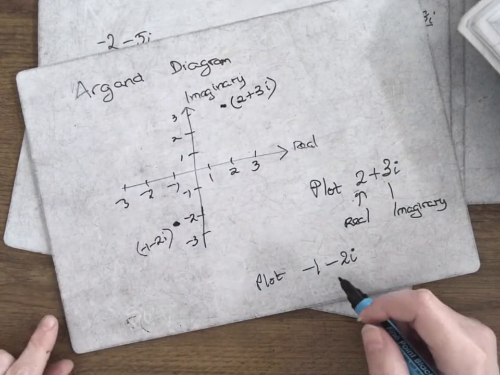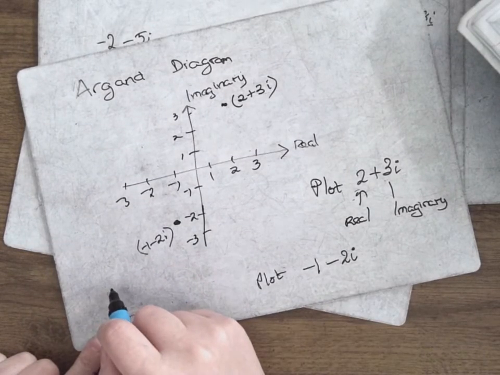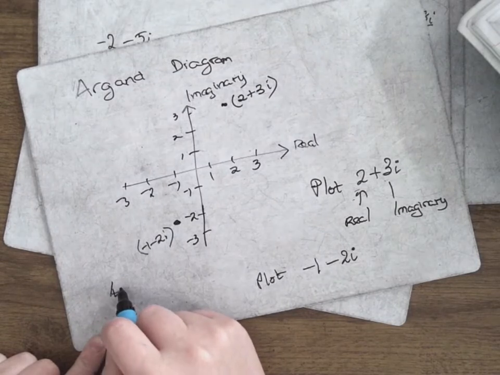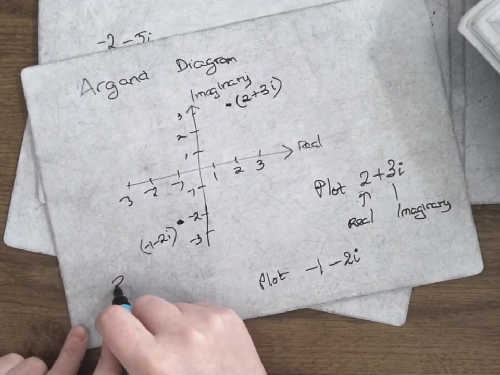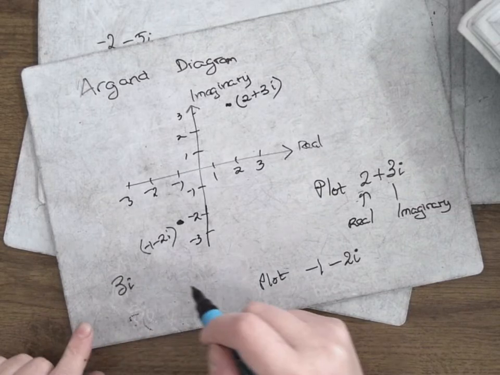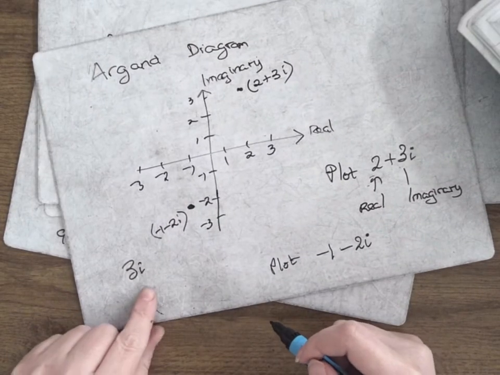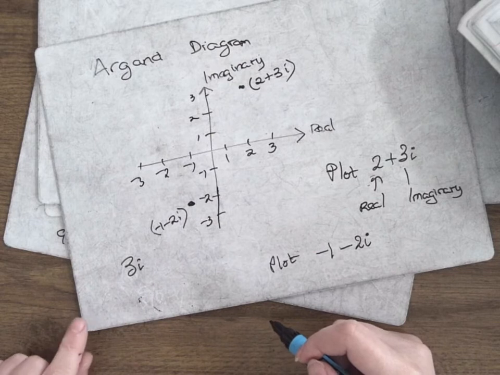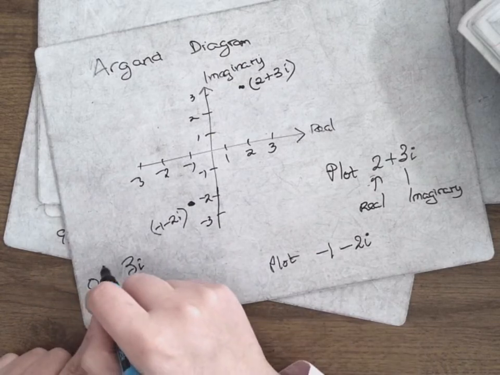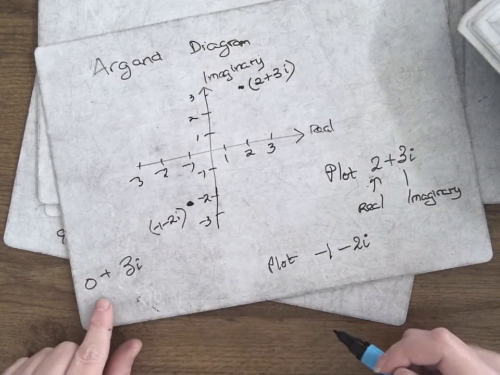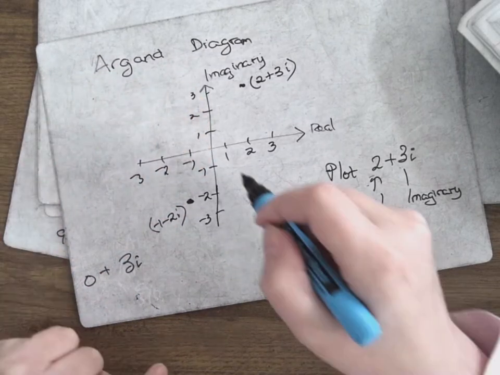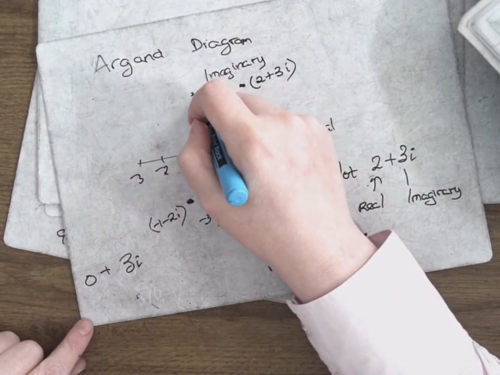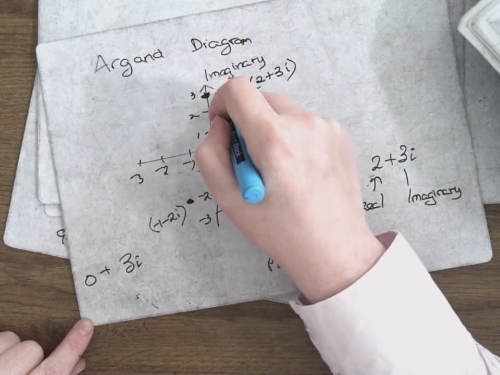Right, okay. So if I was to plot 4i, no, I won't plot 4i, I'll plot 3i. So what's the real bit? It's just 3i on its own. What's the real bit? 0. So it's 0 plus 3i, isn't it? So that means I go to 0 on the real axis, and I go to 3 on the imaginary axis, so I end up there. So that's the point 3i.